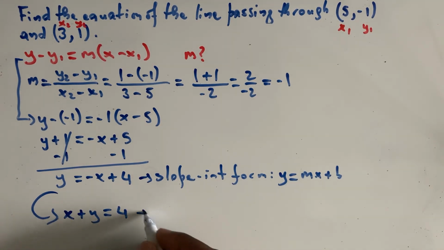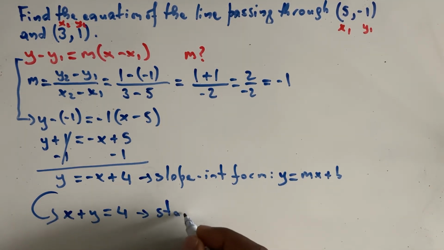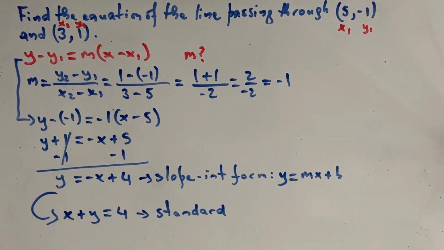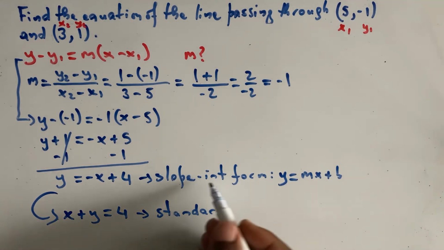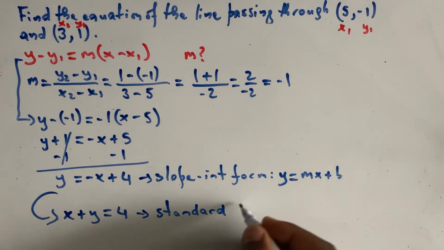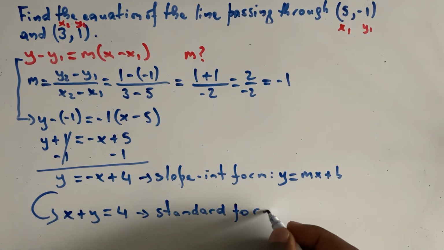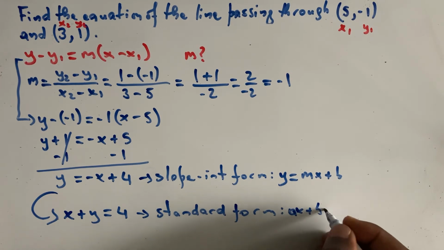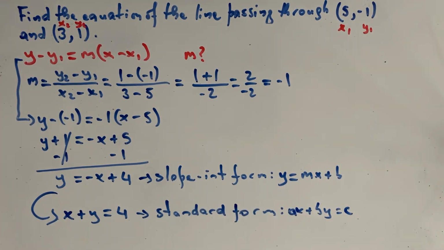Now this would be standard form, depending on what you want from the answer. If they want you to give it in standard form, this is how you do it. And for slope-intercept form, this is what you do. Because the standard form, just to remind you, is ax plus by equals c, which is exactly what we have here: x terms, y terms equals c, a constant.